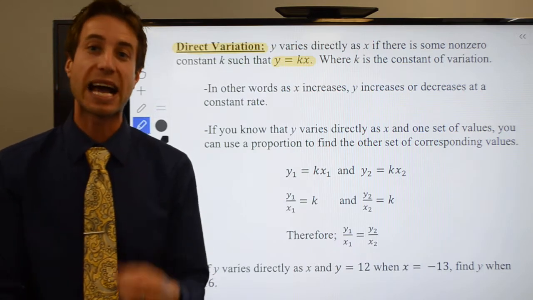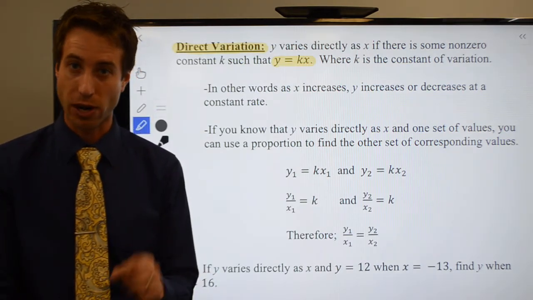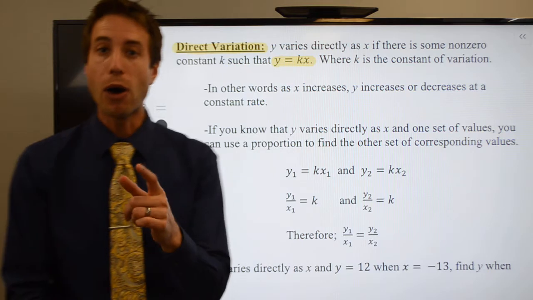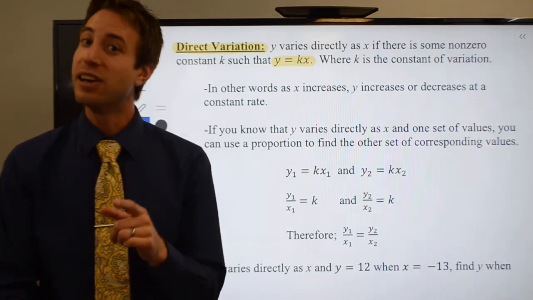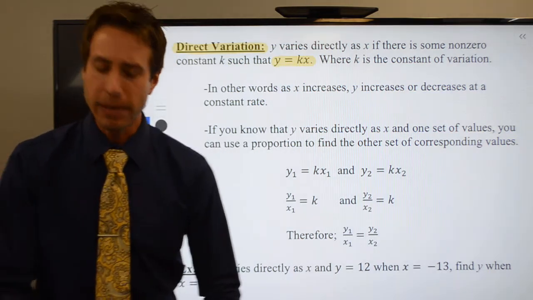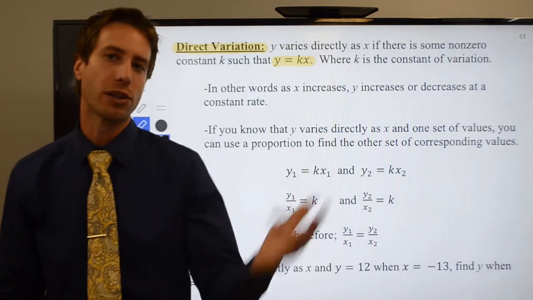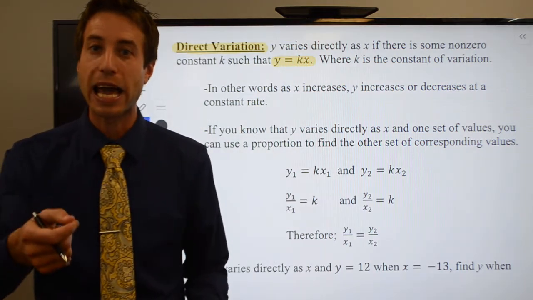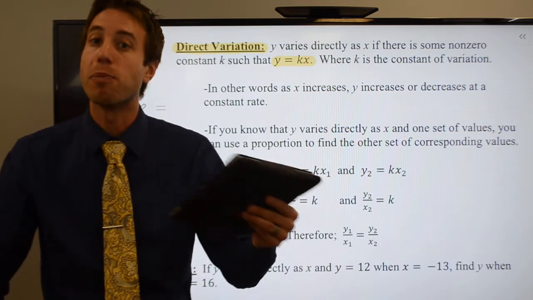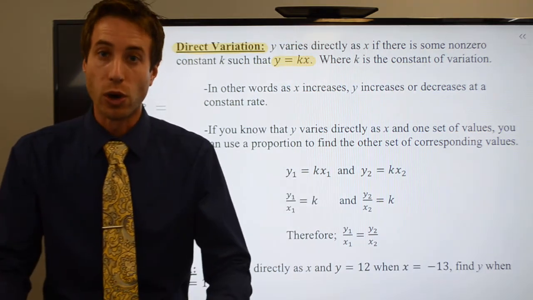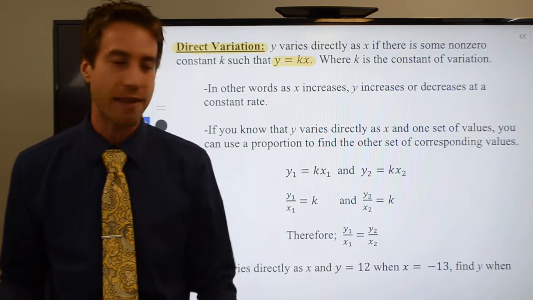Now let's talk about why this is direct variation. Well, keep in mind k is a constant. Since k is a number, on the previous page we saw that k was 3. The slope of my direct variation function was 3. Well, 3 is a constant. It's a number that never changes.